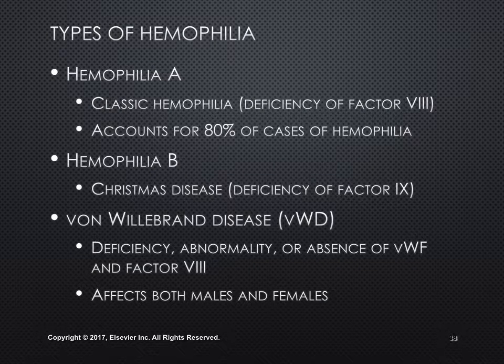Hemophilia A is classic hemophilia with a deficiency of factor VIII, and it accounts for 80% of the cases of hemophilia. Hemophilia B is also known as Christmas disease, and it's a deficiency of factor IX. Von Willebrand disease is an abnormality or absence of von Willebrand factor and factor 8. And that disease affects both males and females.